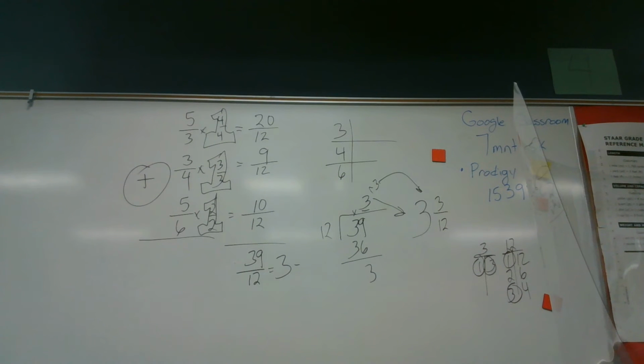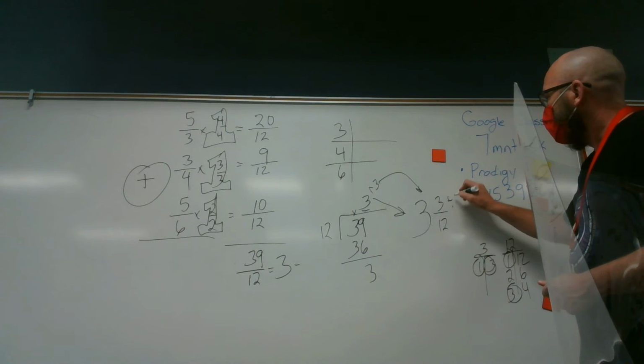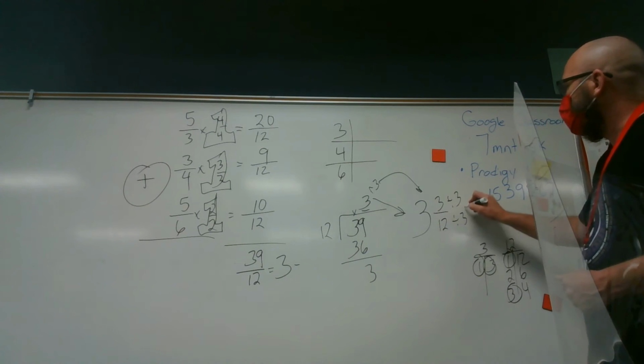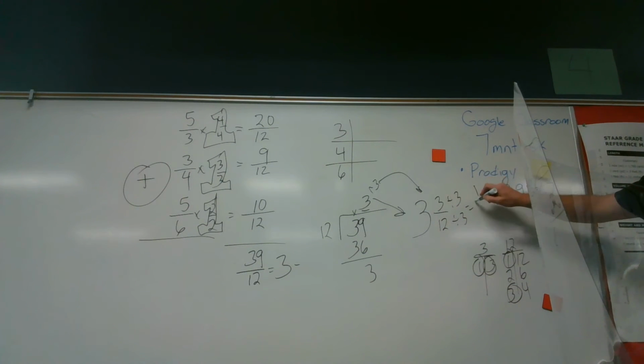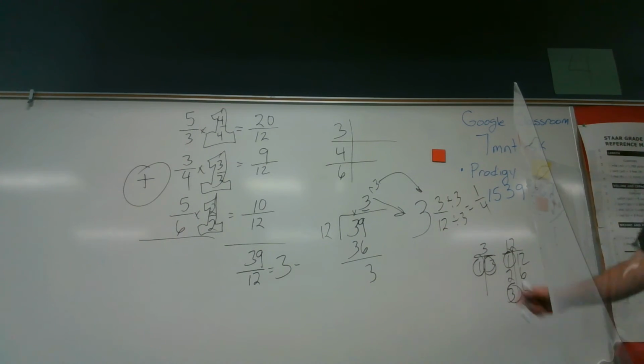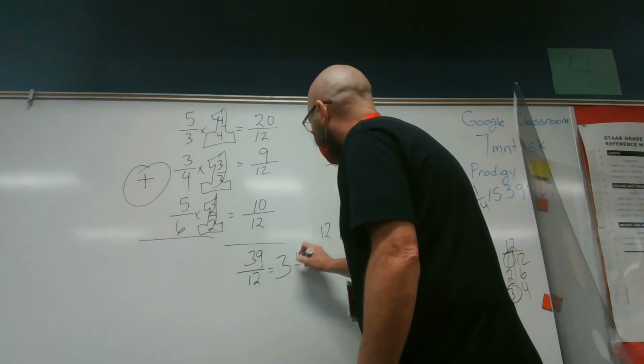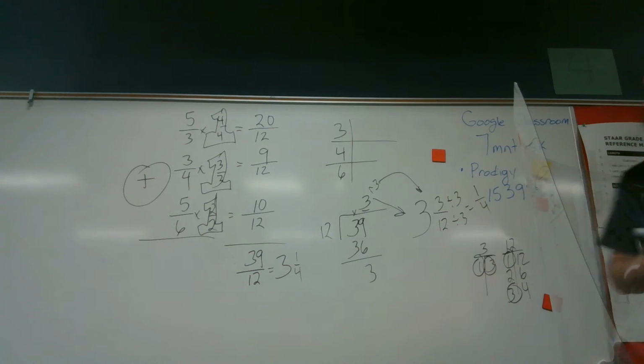So that means I divide both my numerator and denominator by 3. 3 divided by 3 is? 1. 12 divided by 3 is? 4. So my answer would be 3 and 1/4. That's a lot of writing.